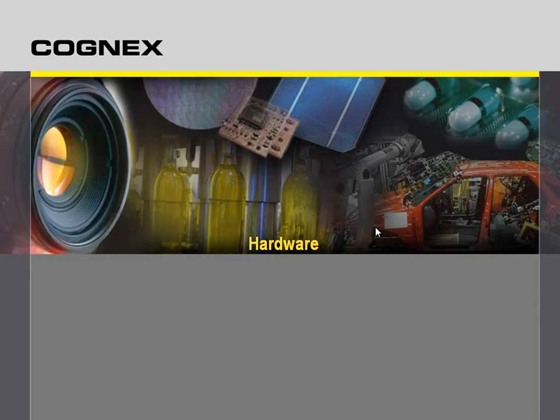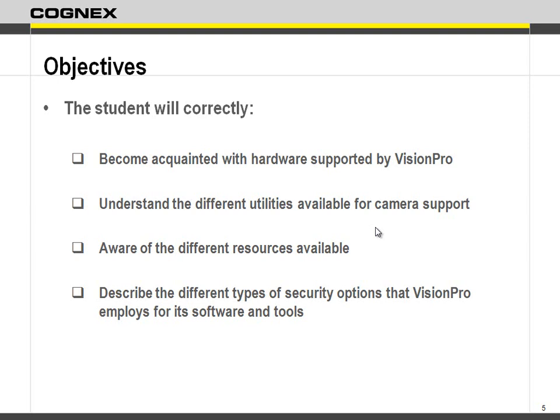So let's talk a little bit about the hardware first. We're going to talk about the different hardware that we support within VisionPro. We're going to talk about the different utilities that we have available to help with that hardware. Also talk about the different resources available. One of the things that threw me off a bit when I was learning VisionPro the first time was they have a bunch of information, but I didn't know what the information was used for.